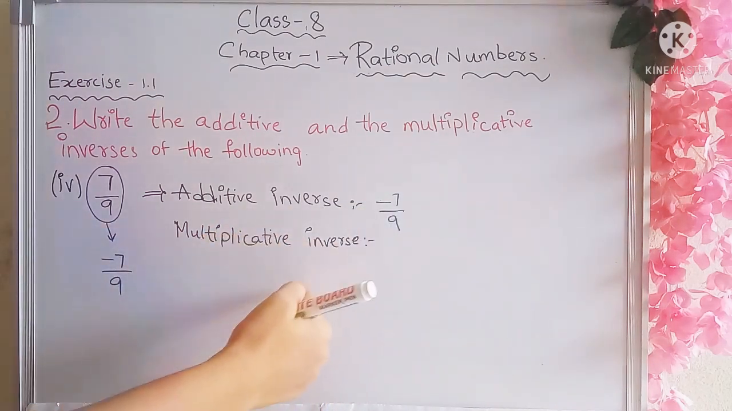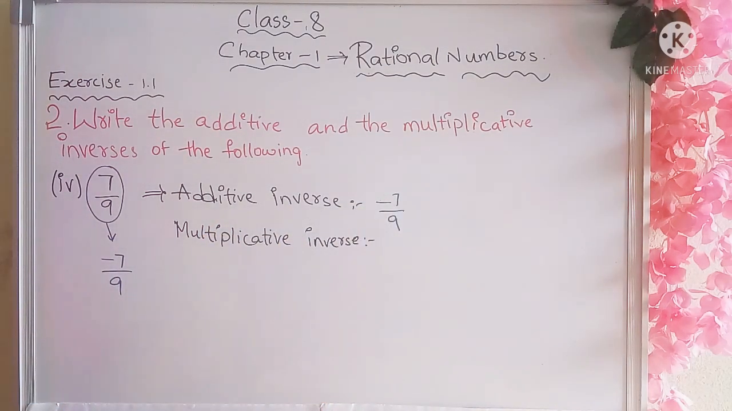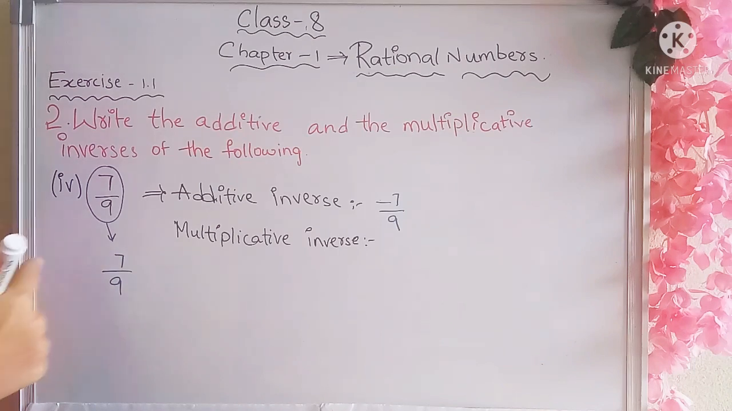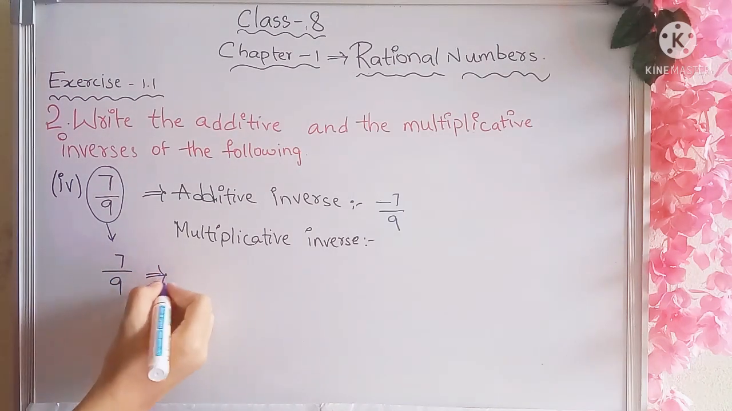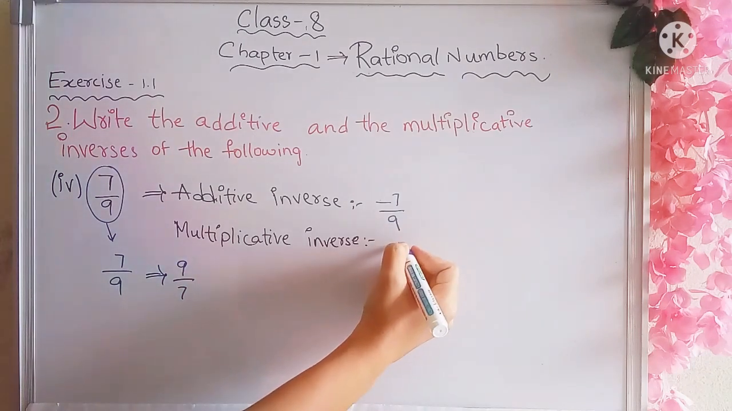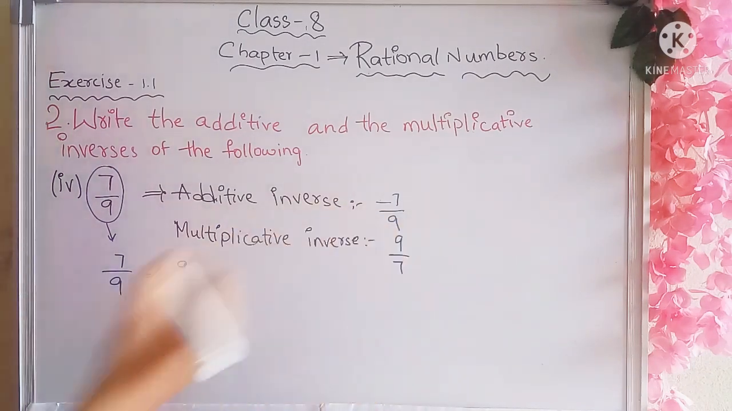And then the multiplicative inverse. What is the meaning of multiplicative inverse? Nothing but the reciprocal of it. So the reciprocal of 7 upon 9 is 9 upon 7. So the answer of this is 9 upon 7. That's all.